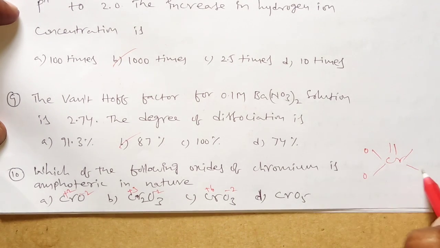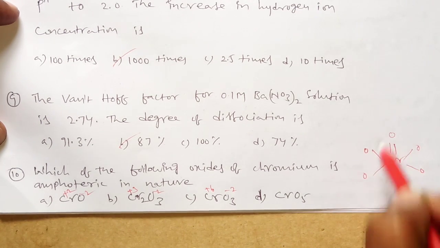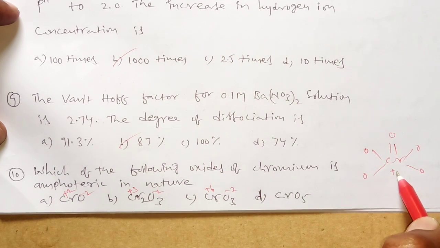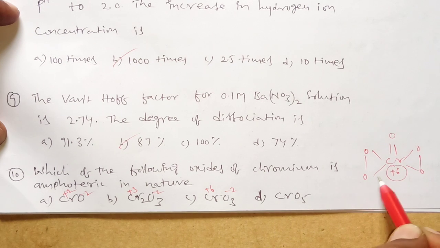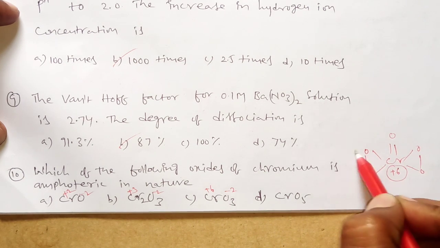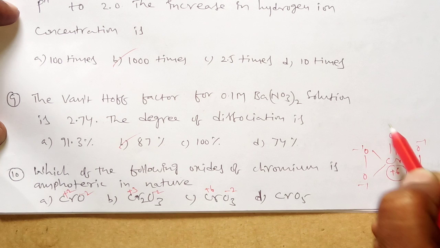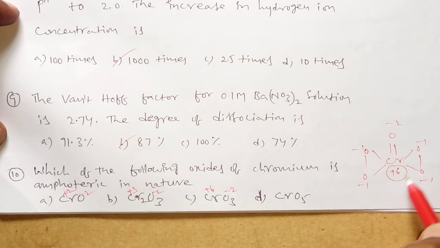So 4 oxygens, and this is 1 oxygen. So here also what will we get? +6 only we will get, because these two are peroxyl linkages: -1, -1, -1, -1, and -2. The total is -6, so automatically this is +6.